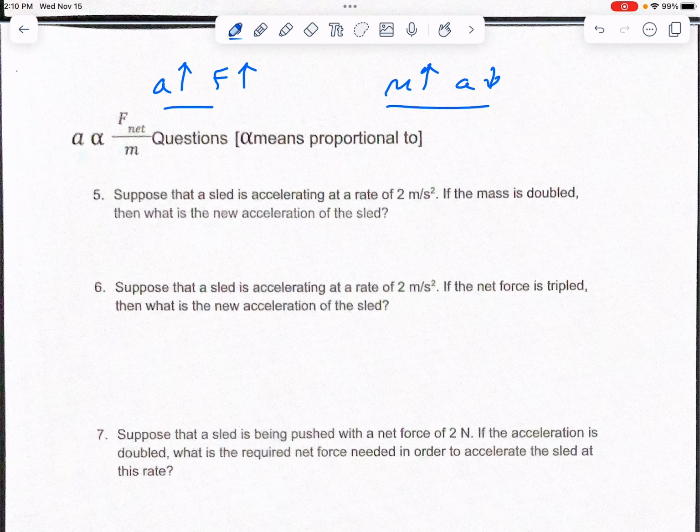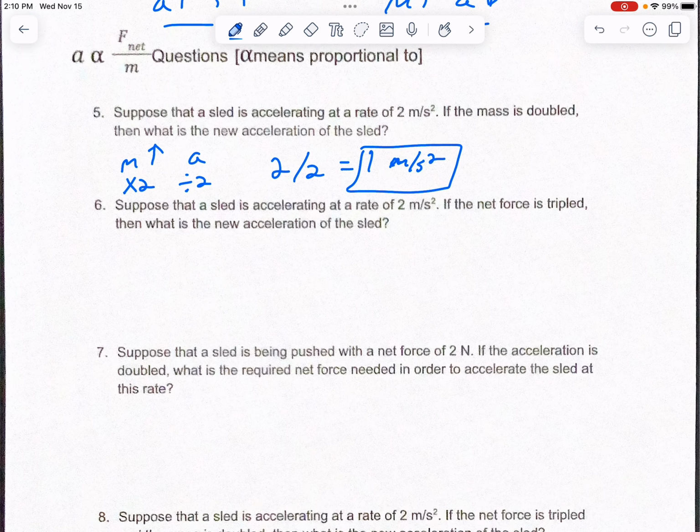Number 5, suppose that a sled is accelerating at a rate of 2 meters per second squared. If the mass is doubled, then what is the new acceleration of the sled? So if mass goes up by 2, I want to know what happens to my acceleration. Well, if I go back up to the top, we know if mass goes up, acceleration does the opposite. It goes down. So the opposite of multiplying by 2 would be dividing by 2. So I'm going to take that acceleration that I had, which was 2, so 2 divided by 2, and now I have a new acceleration of 1 meter per second squared.